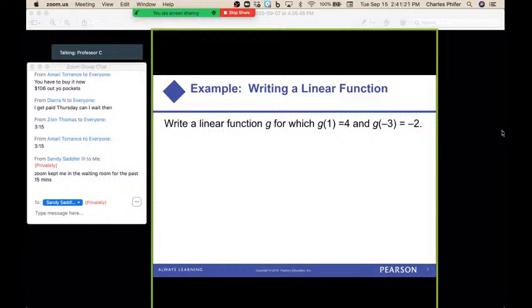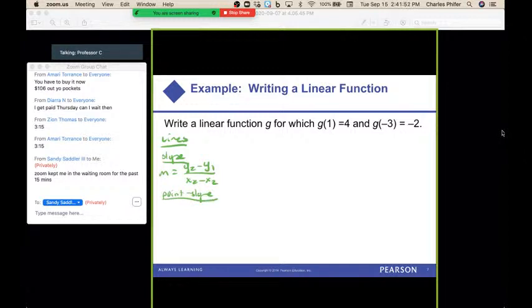So here we're asked to write a linear function g where g of 1 equals 4 and g of -3 equals -2. Whenever I work lines, I usually like to have 3 equations ready to go. The first is the slope formula, slope between 2 points: y2 minus y1 over x2 minus x1, right? Then we have the point slope formula.